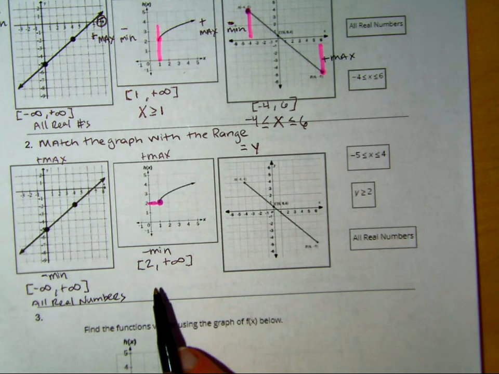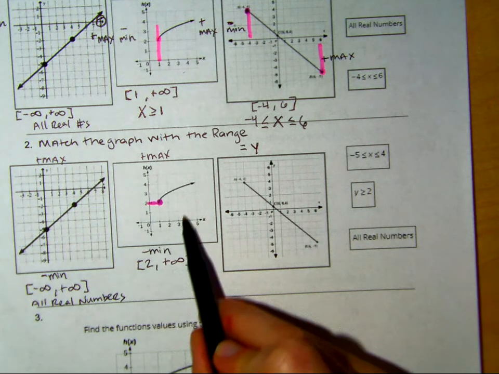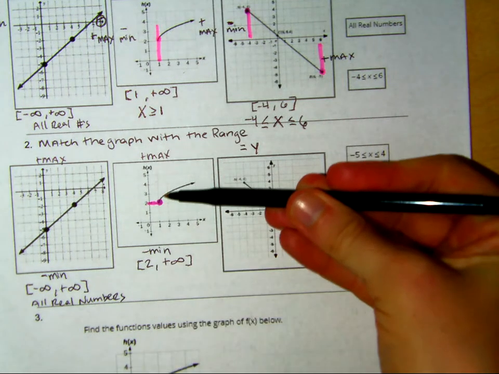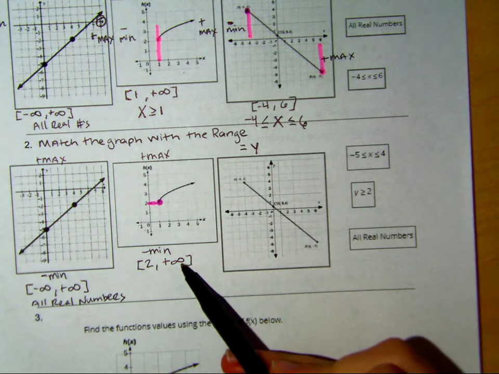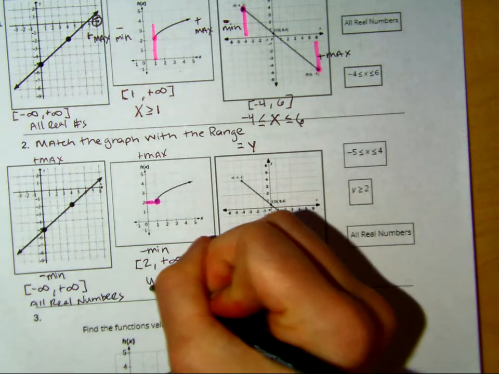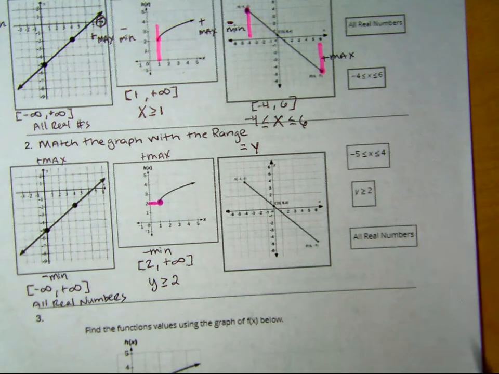we're going to say that, well, we know we're not going to be less than -2. All of our numbers have to be greater than or equal to -2, and there's no stopping point because they all go to positive infinity. So our y has to be greater than or equal to -2, which is one of our answers.